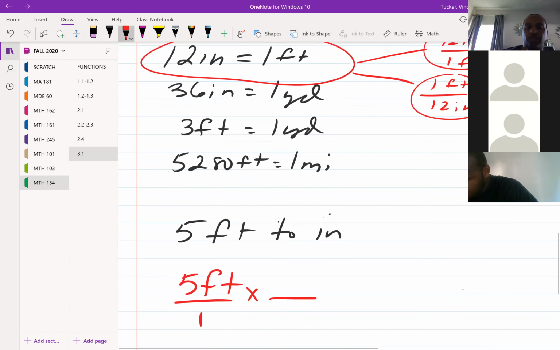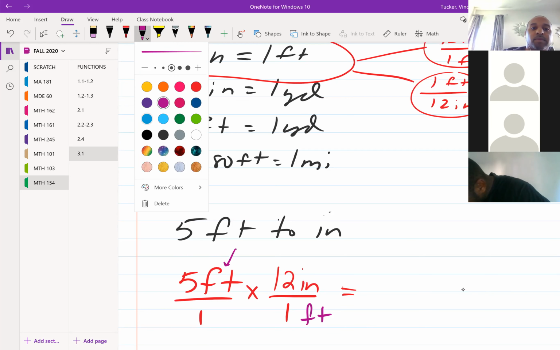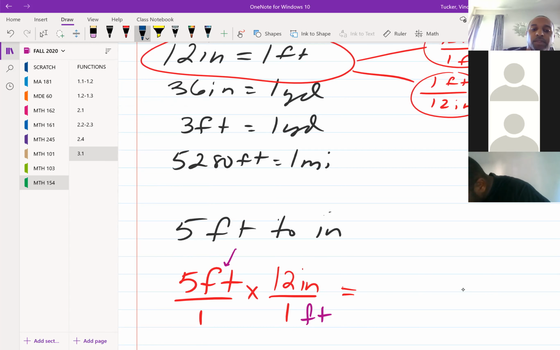So what dictates which one I use is this right here. If I start off with feet on top, then I need feet down here. Just like when you have fractions and you want something to cancel out, it has to be in common with the top and the bottom. So if I have feet up top, I need feet down bottom. That means I will use 12 inches over 1 foot. What that allows to happen is for our feet to cancel. Feet over feet will cancel, and it leaves us in inches, which is what I wanted.